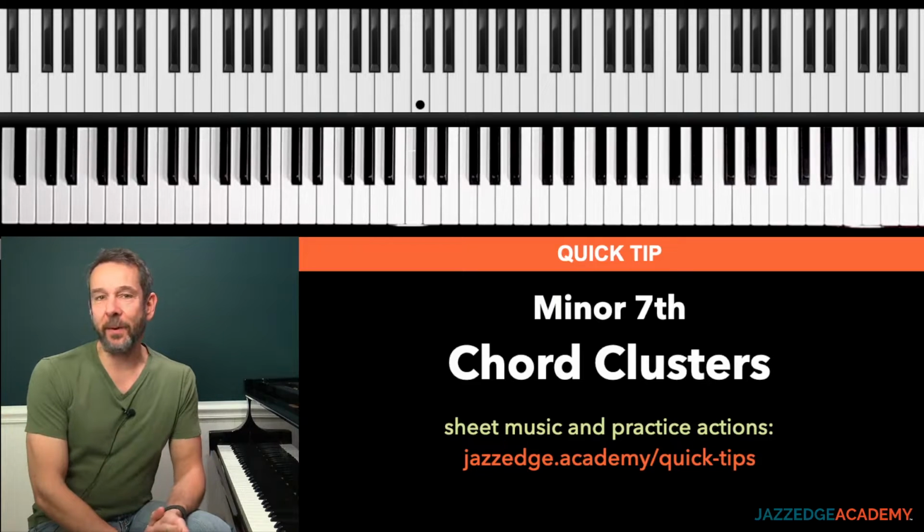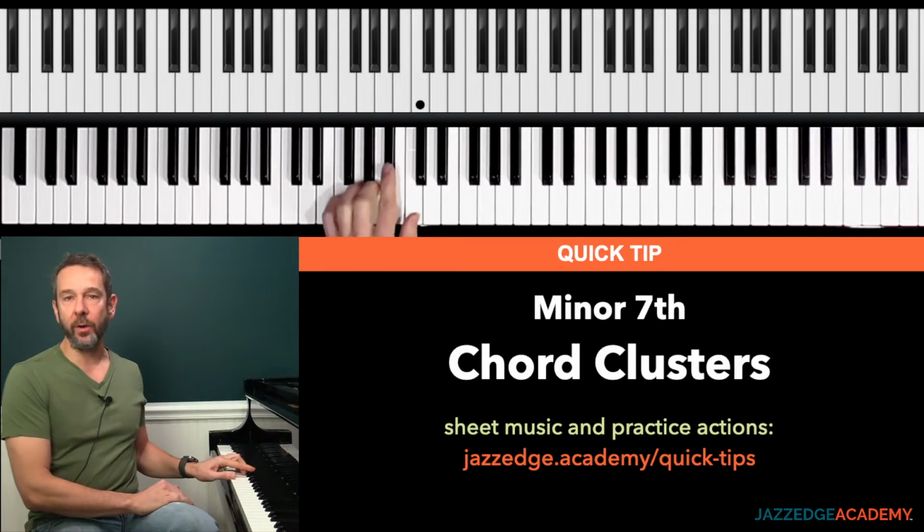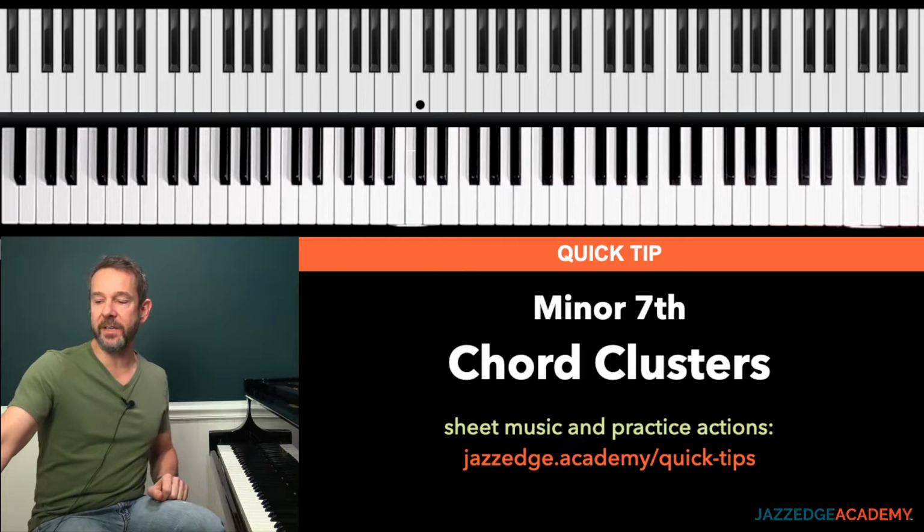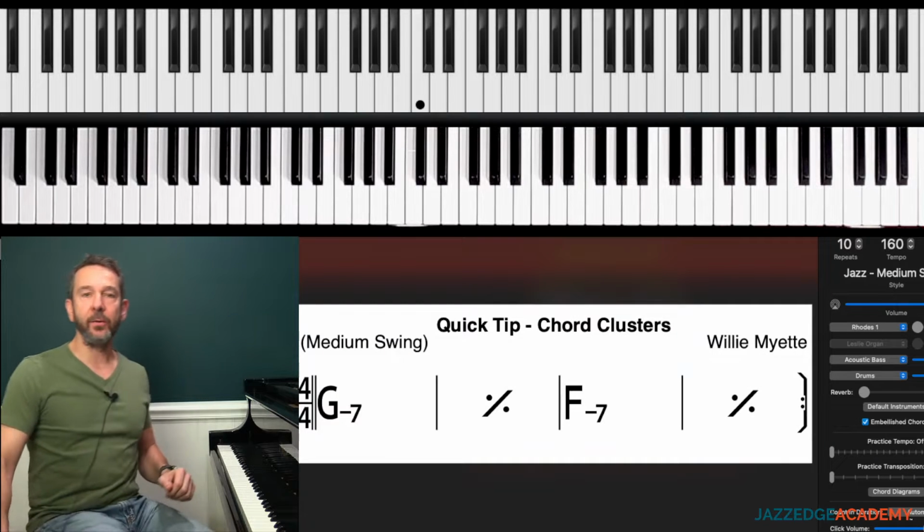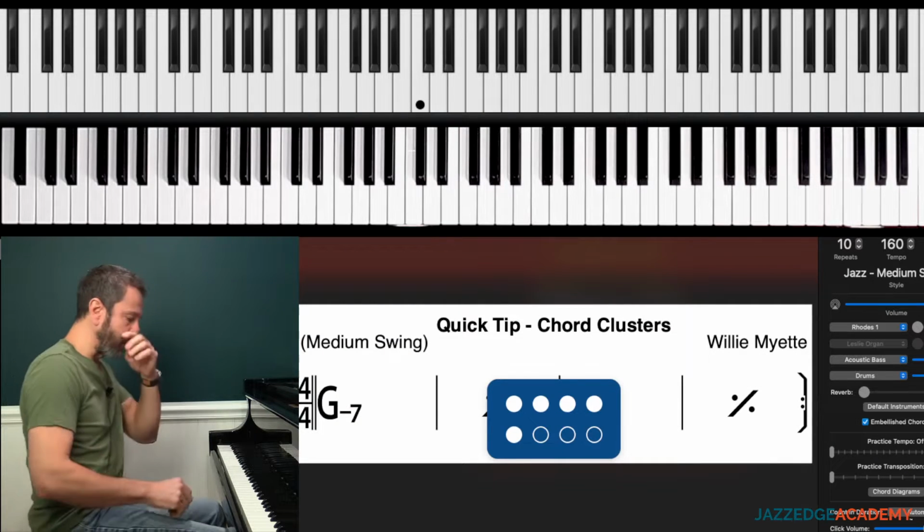So in today's quick tip, I'm going to talk about these minor seventh chord clusters, right? So let me just give you an example of what this sounds like. Don't worry about the right hand, I'm just going to improvise. Focus mostly on that left hand.